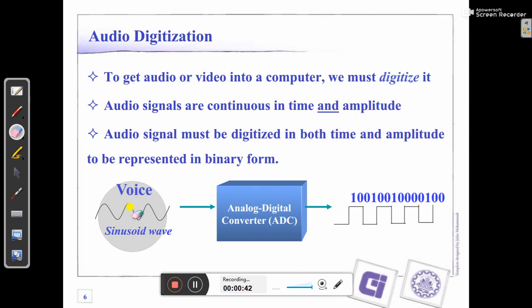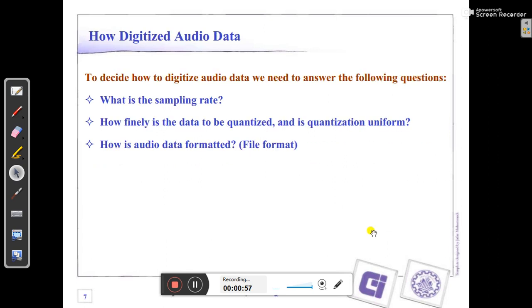So suppose this is the voice. Okay, it is in sinusoidal form. You will obviously need to use a converter, that is analog to digital, to create this waveform or digital waveform, or pulse code modulation.